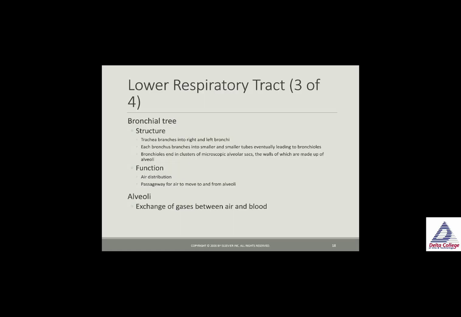Next, we move further down into the lung, called the bronchial tree. This is where the trachea branches into the right and left bronchi. Each bronchus branches into smaller and smaller tubes, eventually leading to bronchioles. Bronchioles end in clusters of microscopic alveolar sacs, the walls of which are made of alveoli. Again, the function is air distribution, a passageway for air to move to and from the alveoli, and the alveoli is where the exchange of gases between air and blood occurs. This is oxygen and carbon dioxide.